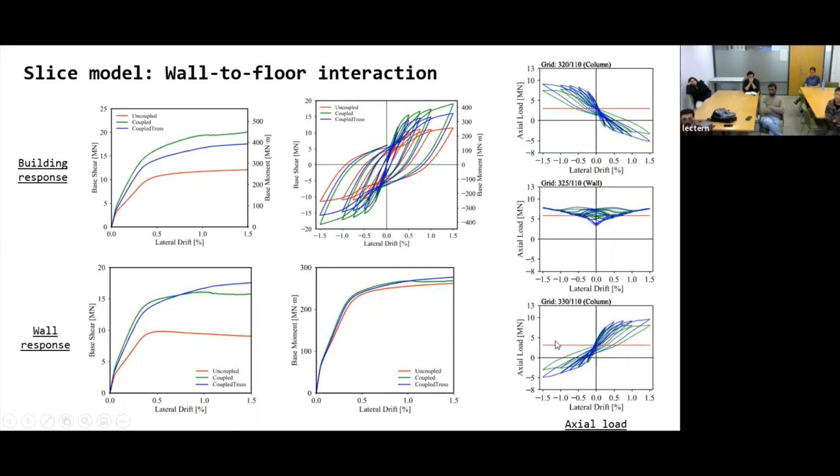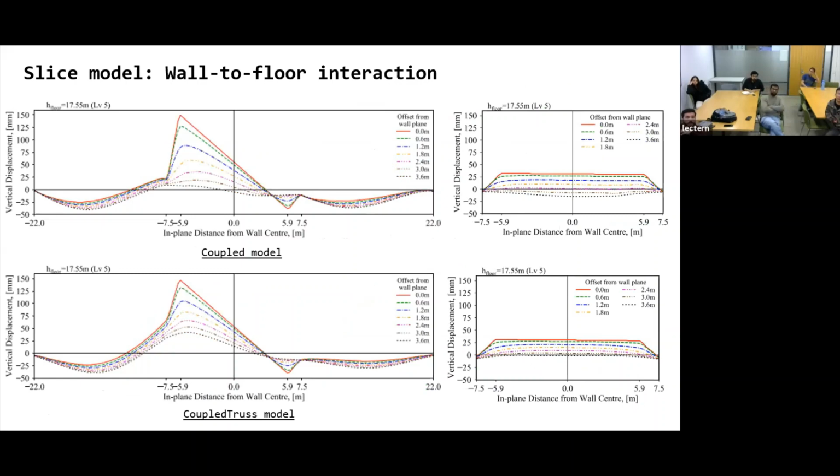So the red line is a really good marker, because it's the axial force that every element in the uncoupled model has. And that means that's the base for all the loads. And the wall goes up and down in load. Same thing with the columns. The columns have way larger variations.